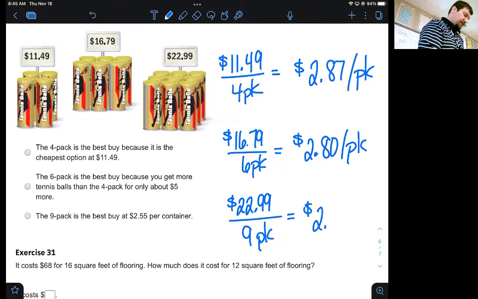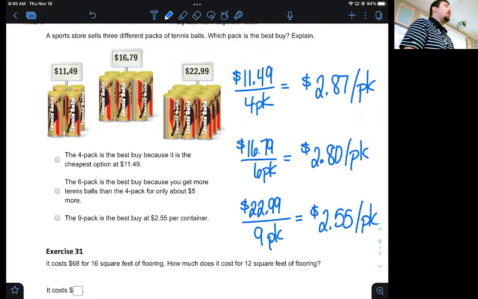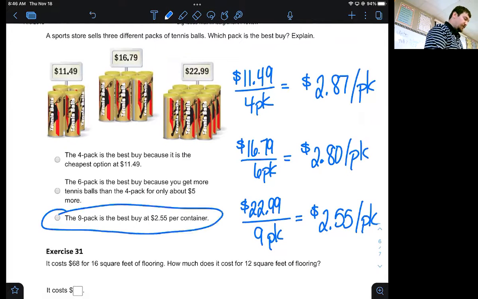$2.55 per pack. Oh, that's pretty clear then what your better deal is, isn't it? If you buy in bulk, you will save more money. Now, is it more expensive? Yeah, overall it's more expensive, but you're buying more tennis balls. And so you're getting a better deal if you buy in bulk. That's why stores like Sam's Club and Costco exist. It's more expensive, but you're getting way more for your money.